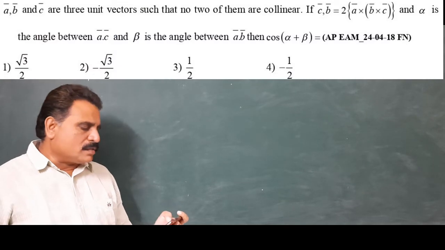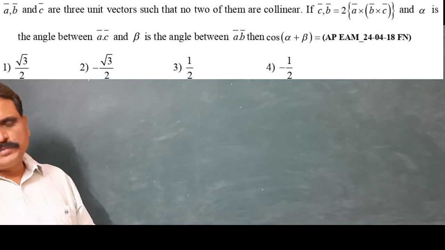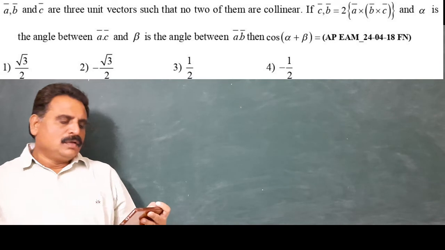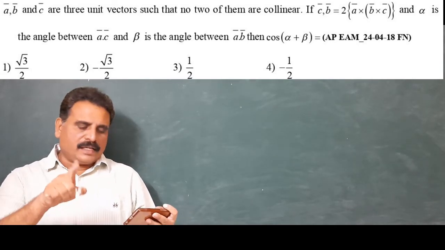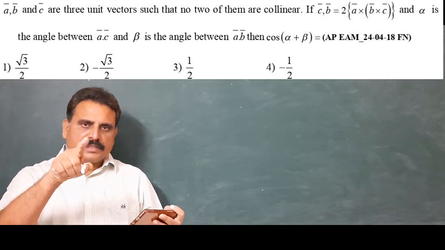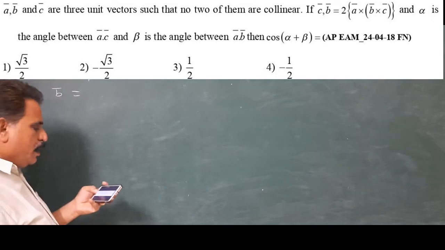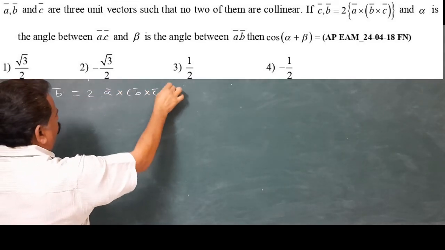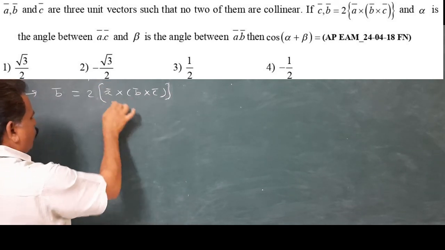A, B, C are 3 unit vectors such that no 2 of them are collinear. Mod A bar equal mod B bar equal mod C bar equal to 1. Any 2 are not collinear. Somewhere it is wrong, my dear students, you remember this. We'll remove this C bar comma. The actual question is B bar equal to 2 into A bar cross B bar cross C bar. This is the vector triple product problem.